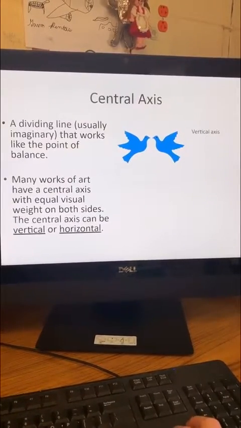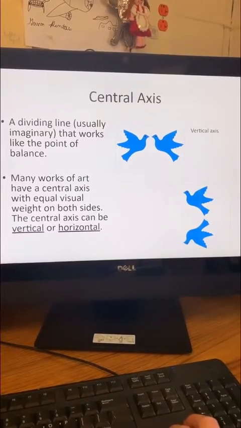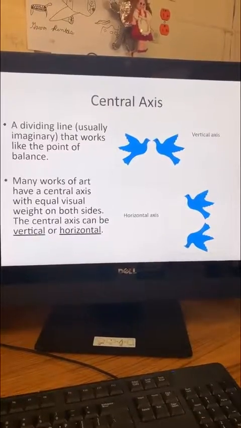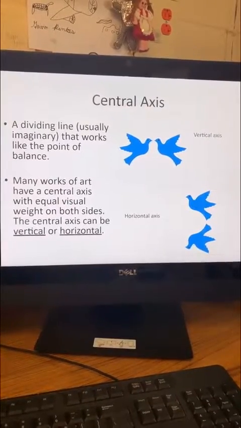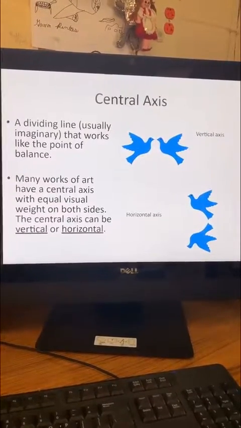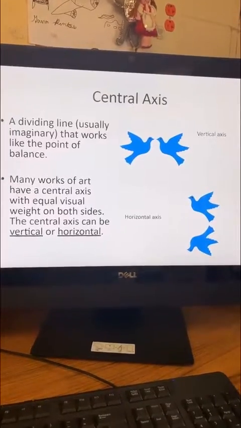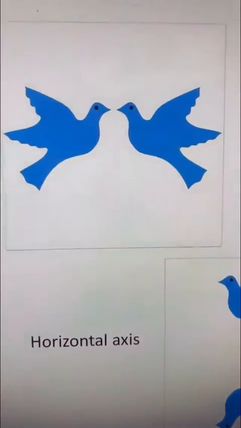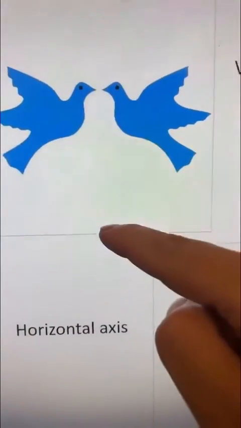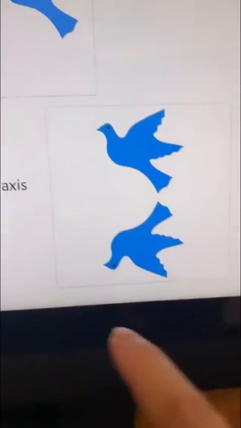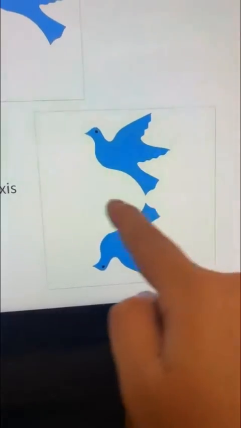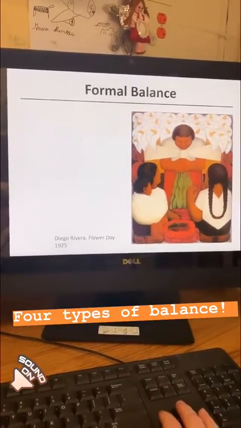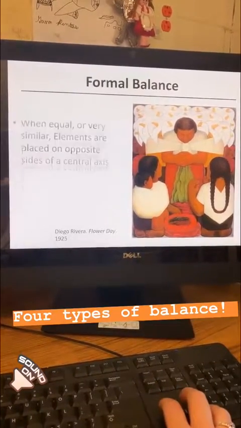Most artworks have a central axis, a dividing line, usually imaginary, that works like the point of balance. Many artworks have a central axis with equal visual weights on both sides. Those lines can either be vertical, like the one that exists in between these two birds, or it can be horizontal, like this one down here. There are four major types of balance we're going to look at, and the first one is formal.